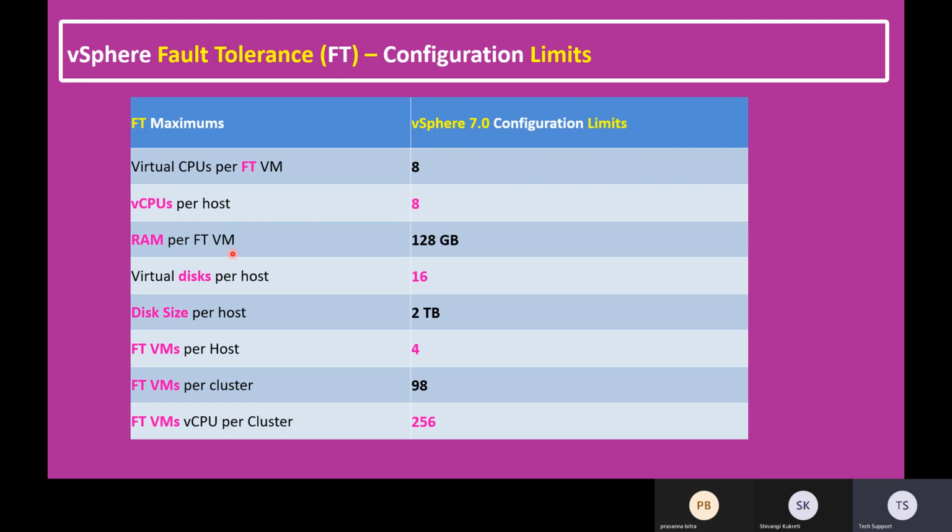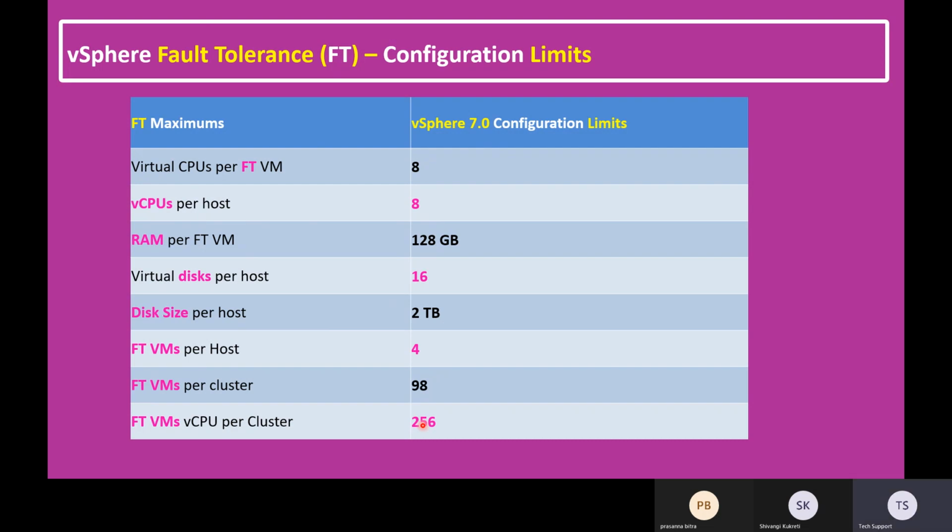RAM per virtual machine is 128 GB, and virtual disks per host are supported up to 16 disks, with a maximum overall disk size of 2 terabytes. FT virtual machines per host is 4 only, and FT VMs per cluster is 98, and FT VM virtual CPUs per cluster is 256. But here we do not need to multiply 4 into 98, or 4 into 8 into 98. If you multiply, it will be a huge count. The limit VMware gives for FT VM vCPUs per cluster is 256. This is as per the VMware official configuration guide.